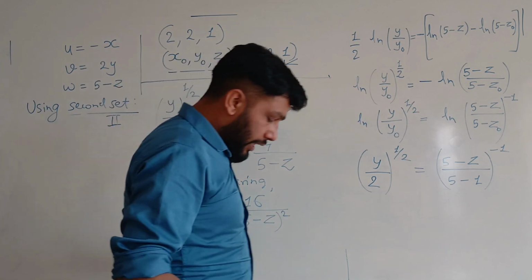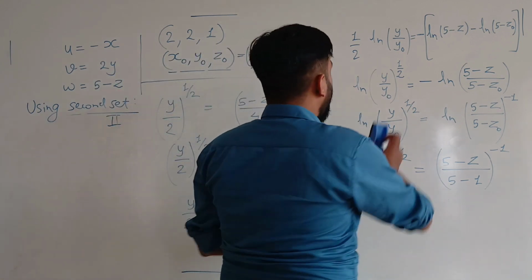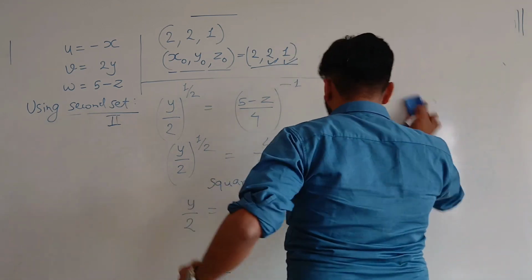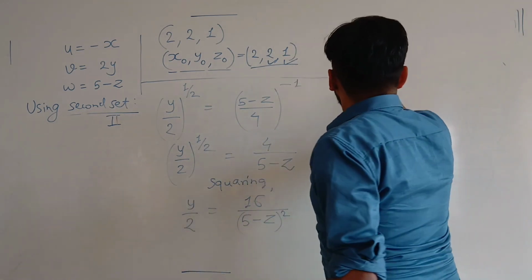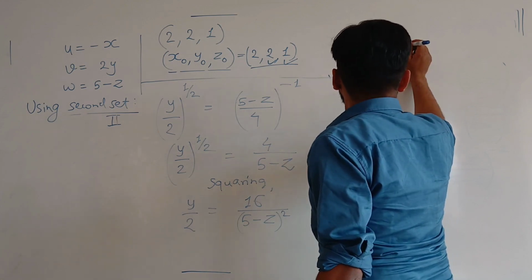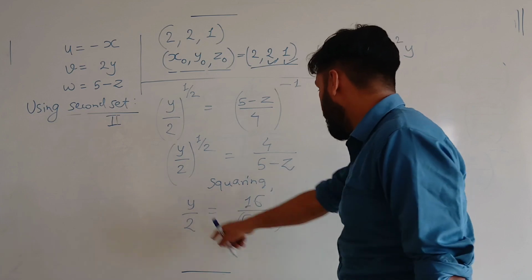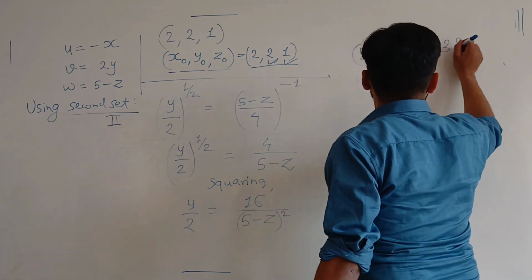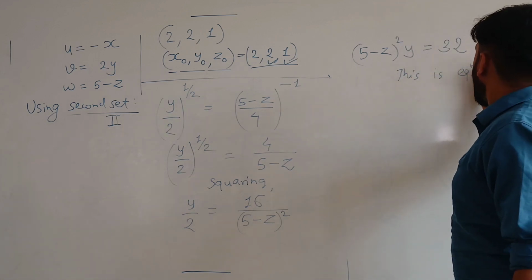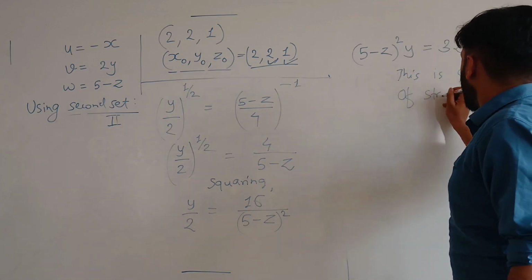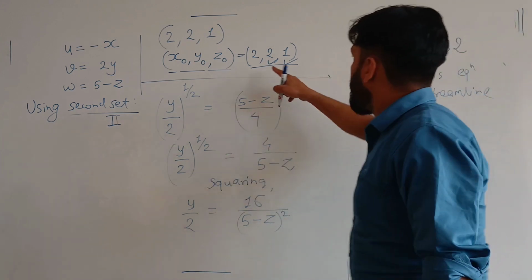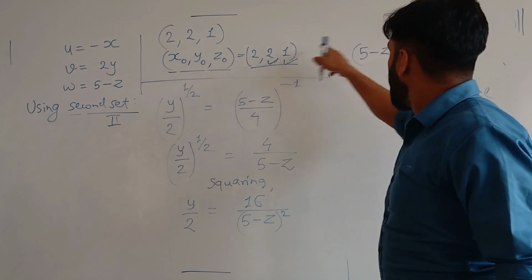And now the last equation in terms of y and z, that is the equation of streamline: 5 minus z whole square times y is equal to 32. This is the equation of the streamline which passes through the point 2, 2, 1.